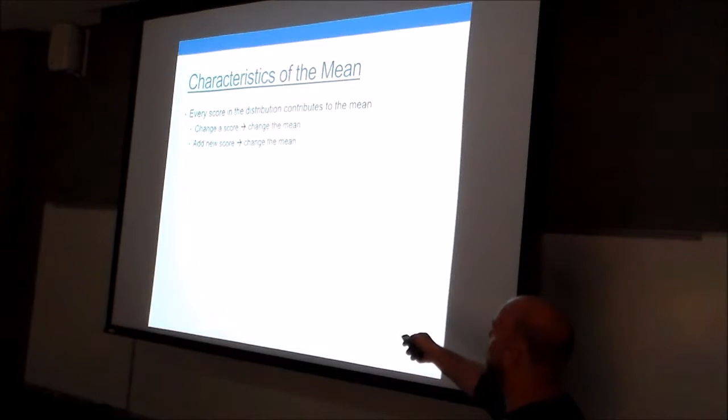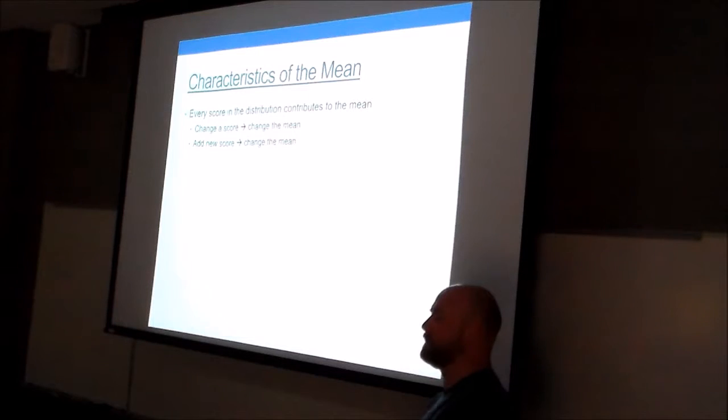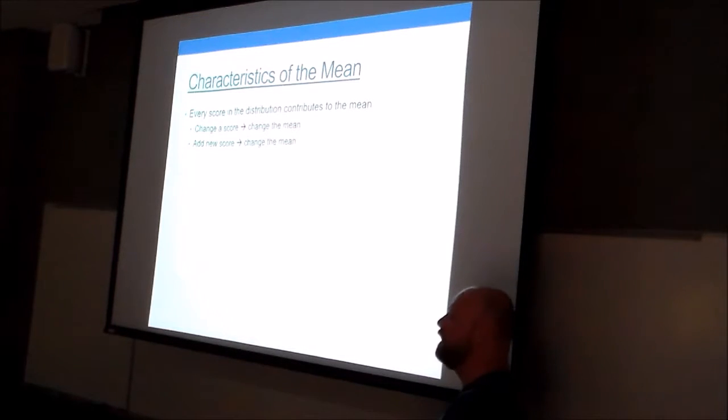This is always true. When is this not true? What are the boundary conditions of that? When can I add a new score and it doesn't change the mean? If it's the same as the mean, right? If my mean is 50 and I add someone whose score is 50, then it's not going to change the mean.